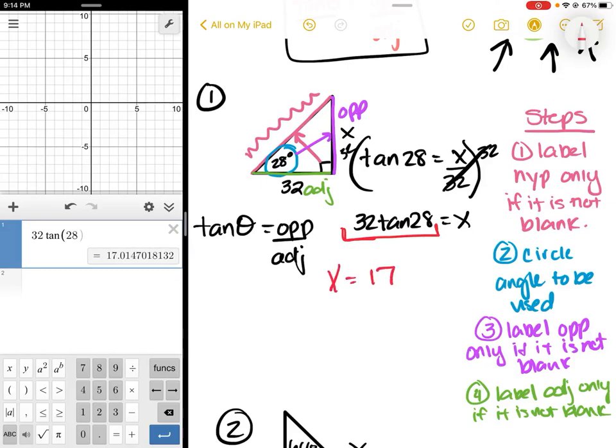X equals 17.01. Okay? Alright, and that's how we're going to solve all these. The only thing that's going to change is which trig ratio you use.